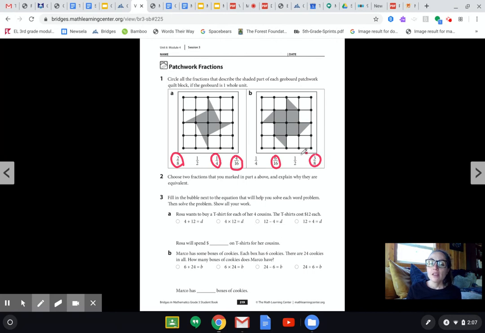Oh, look, check it out. 3/8. So I'm just going to look at 1/4 and 1/2 quickly to see if that matches any of this, and no, it does not. So 2 answers right here.